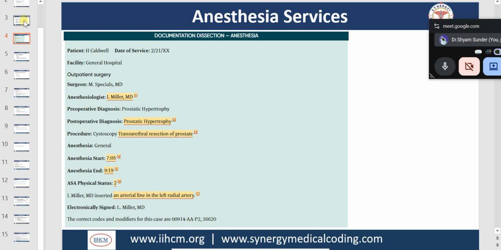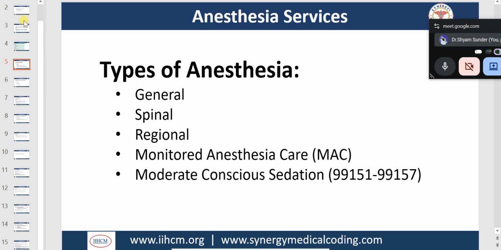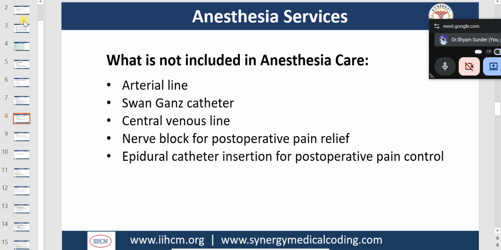Similarly, what is not included? If the anesthetist puts a Swan-Ganz catheter, there is a separate code for the Swan-Ganz catheter. Central venous line, there is a separate CPT code. In fact, this is an exercise for your homework. Now you know the code for the arterial line. Similarly, you have to find codes for these procedures: Swan-Ganz catheter, central venous line, nerve block. Need not be an accurate code, but at least you should give me a code closer to that particular section.